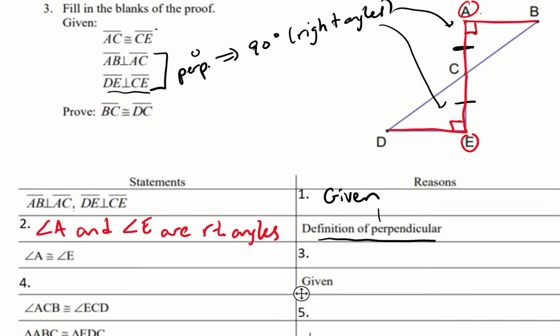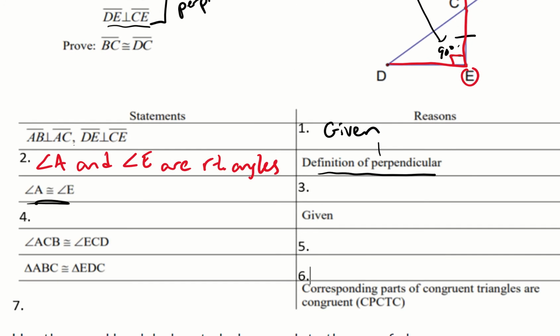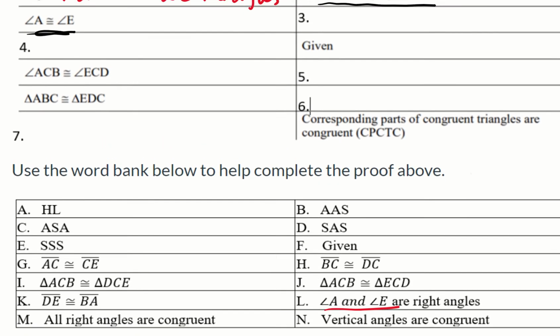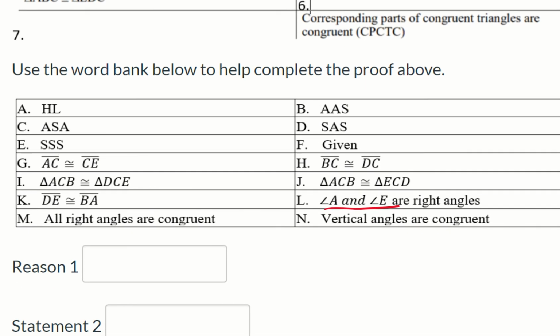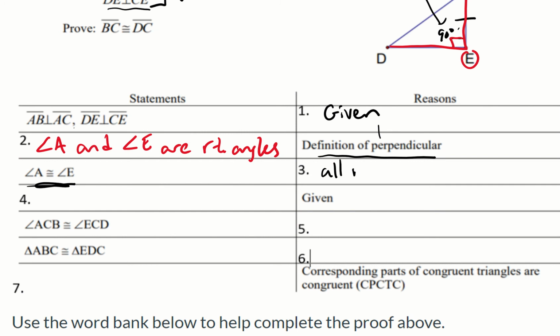And now, because they're right angles, they're both equal to 90 degrees. And if they're both equal to 90 degrees, then they're equal to each other, right? So those two right angles are congruent, which is why they put that here, because they're both 90 degrees. So for this one, what they're looking for is all right angles are congruent. All right angles are equal to 90 degrees and therefore are congruent.